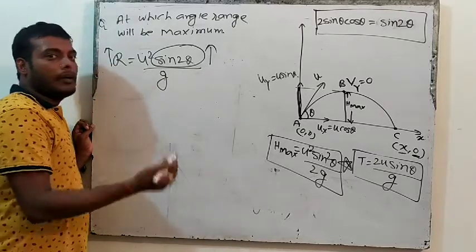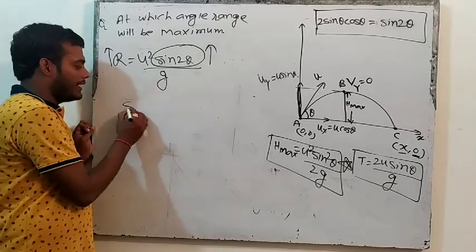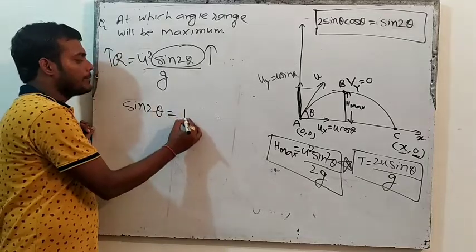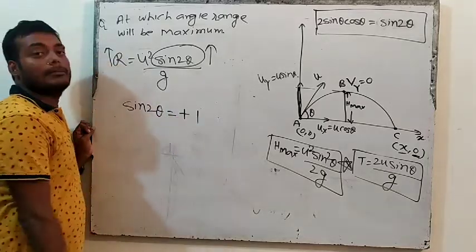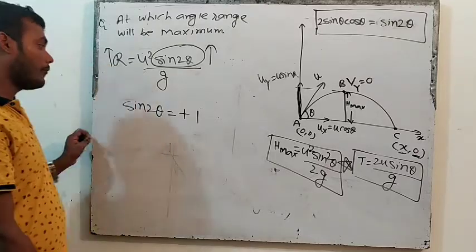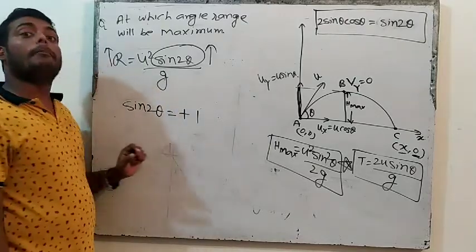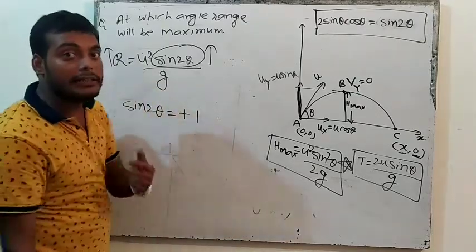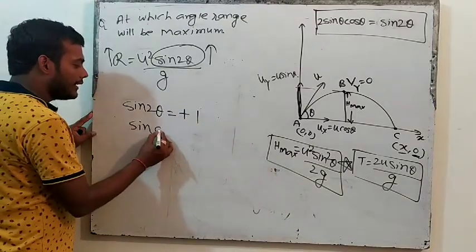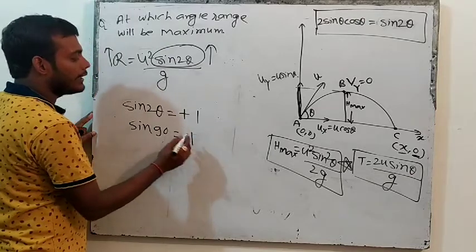If you don't know, then comment it, say I don't know. In the next lecture I will take it. So maximum value of sin is plus 1. So if range should be maximum, sin should take maximum value, that is plus 1. Sin का maximum value plus 1 ही हो सकता है. And we know that sin 90 is 1. So at 90 degree angle, sin is taking plus 1.